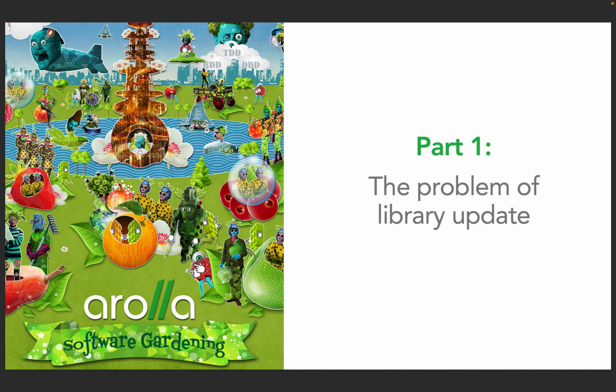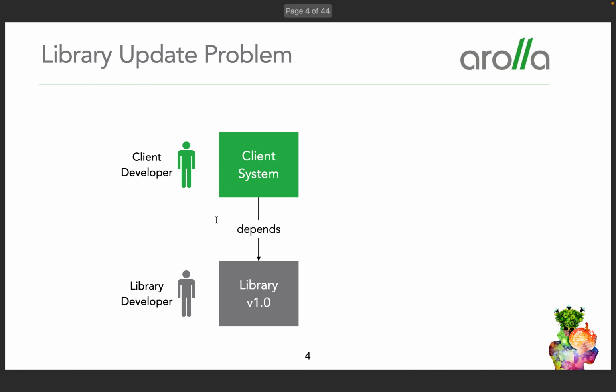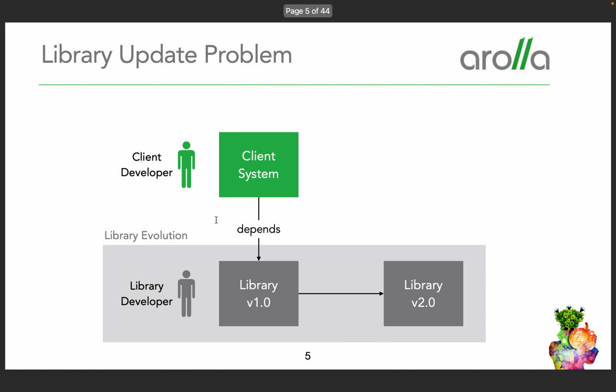First of all, I will explain to you the problem of library update. Here you can see the scenario when a client system depends on a library. A client system is supported by a client developer, and the library is maintained and developed by a library developer. As time passes, a library releases a new version. We call this library evolution.